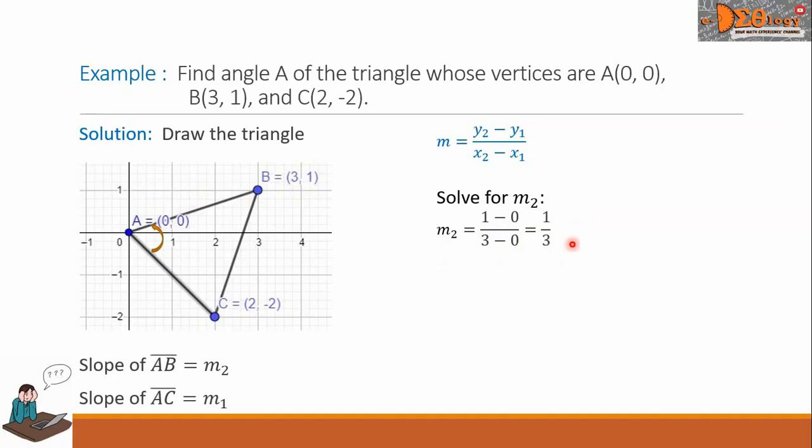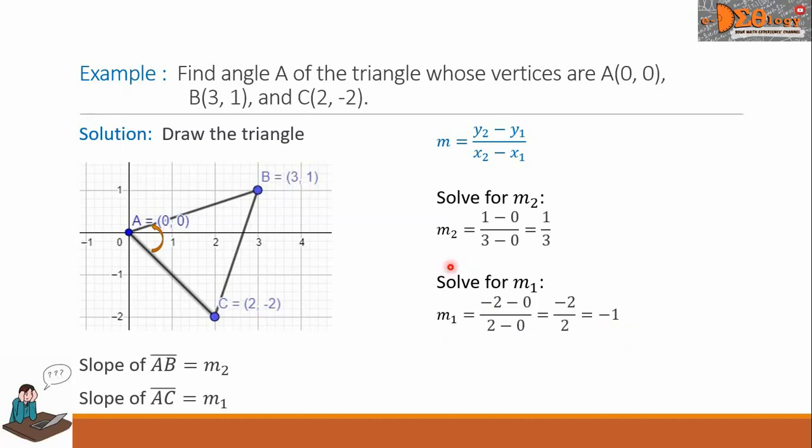Let us now solve for m sub 1. So we have here negative 2 minus 0 over 2 minus 0. Simplifying further, negative 2 over 2 minus 0 is simply 2. This negative 2 over 2 is negative 1. So our m sub 1 is negative 1.